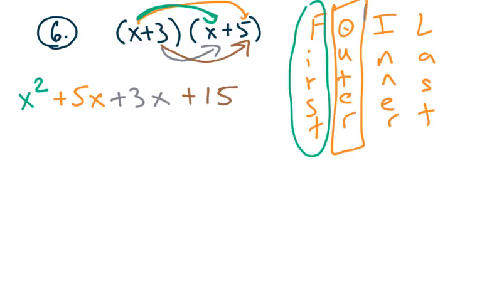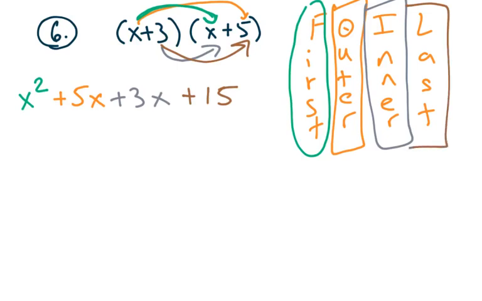So in gray, inner, and in brown, last. Once we've done that, all I need to do to finish this off is combine like terms. So x squared plus 8x plus 15 is the trinomial, the answer. So foiling is the most common method.